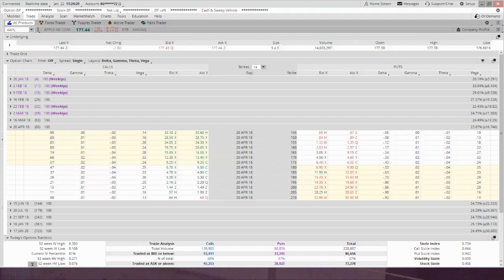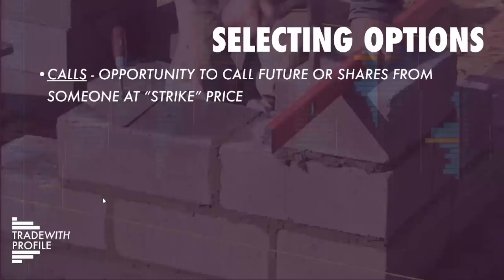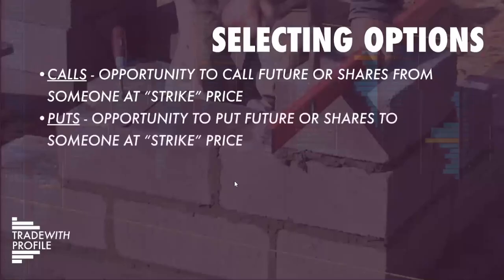If I wanted to buy a put, I could buy the 155. I'm buying the opportunity for someone to sell it to me at 155 for $1.32. So these are calls and puts. A call is the opportunity to call it from, the put is the opportunity to put that share at a strike price at some point in the future.